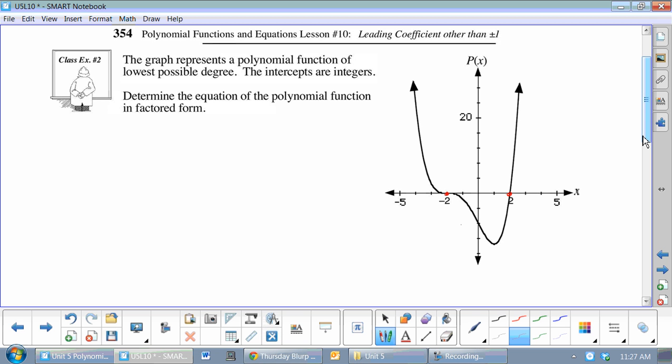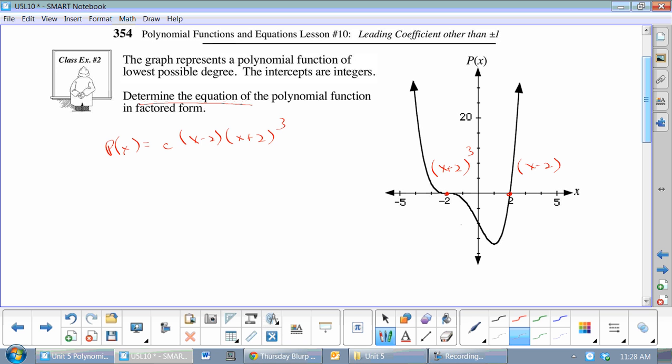What's happening at negative 2? What is the factor? X plus 2 to the 3. Good. And this would be x minus 2. So to be able to determine the equation, all you have to do is go P of x equals c times x minus 2 times x plus 2 cubed.